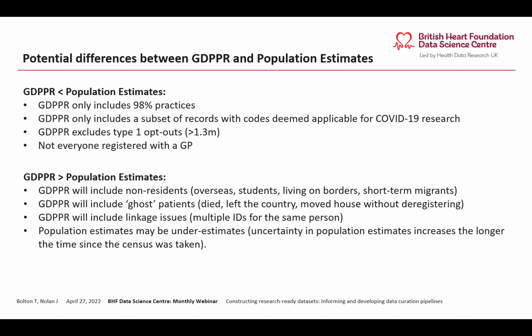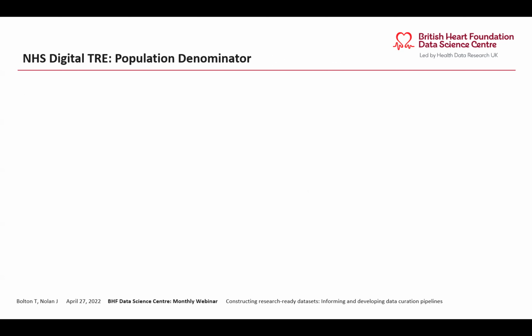Conversely, we might expect GDPPR to be higher than population estimates, given that GDPPR will include non-residents, those from overseas, students living on borders, and short-term migrants. GDPPR will include so-called ghost patients, those that have died, left the country, or moved house without deregistering. There's also potential linkage issues where we have multiple IDs for the same person. And finally, we should appreciate that population estimates may also be underestimates. It's worth noting that uncertainty in population estimates increases the longer the time since the census that the estimates are based on was taken.